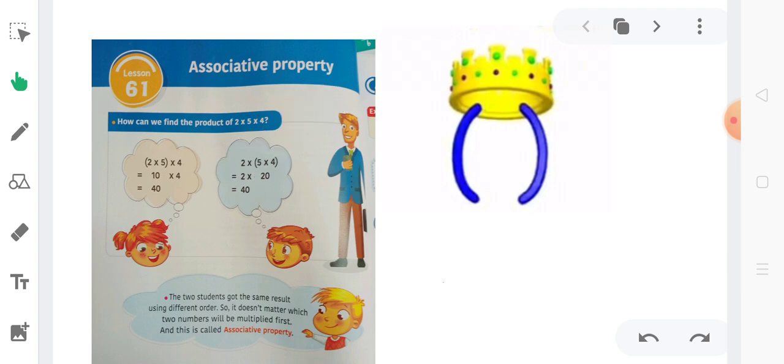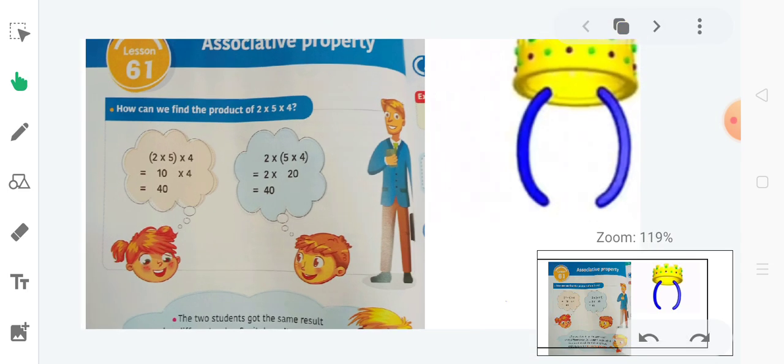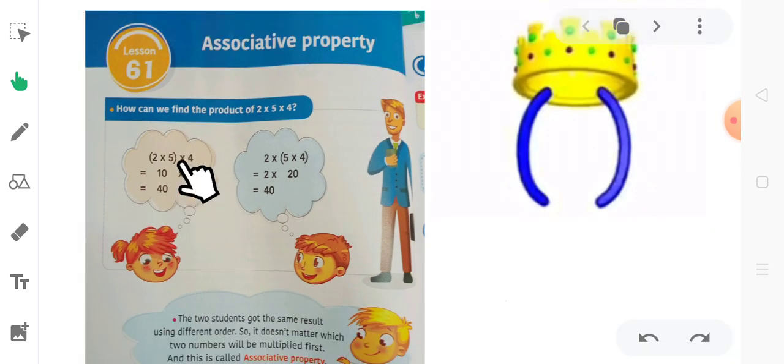What does this mean? Always we used to get the multiplication of 2 numbers, but we have here 3 numbers. How can we get the answer, or the product, of 3 numbers? Using the associative property. The associative property means take any 2 numbers between brackets.